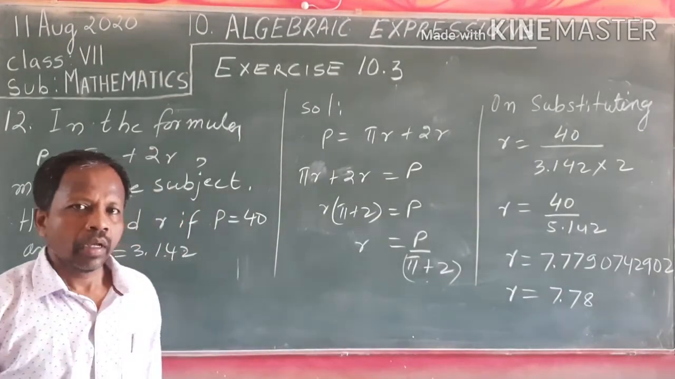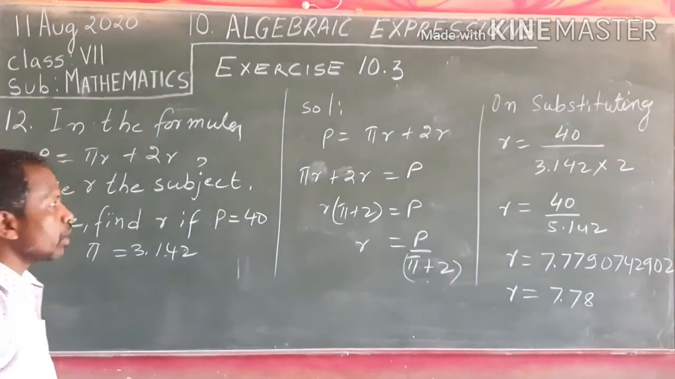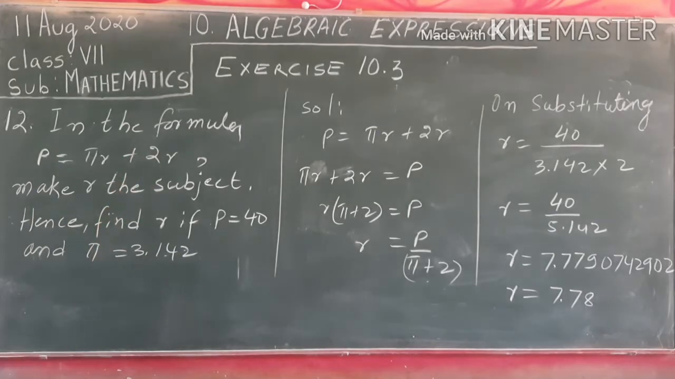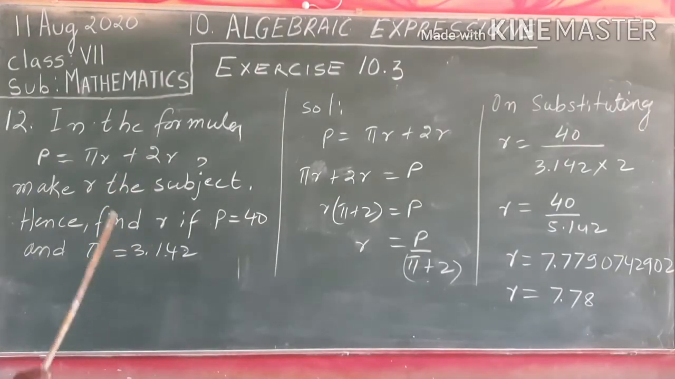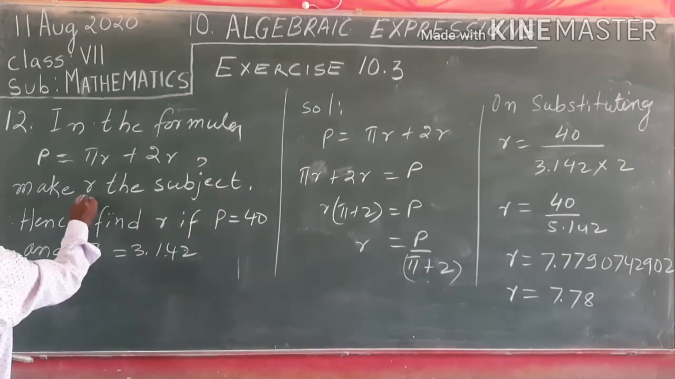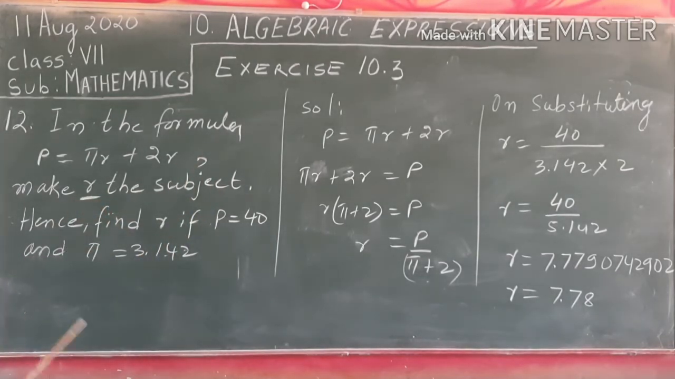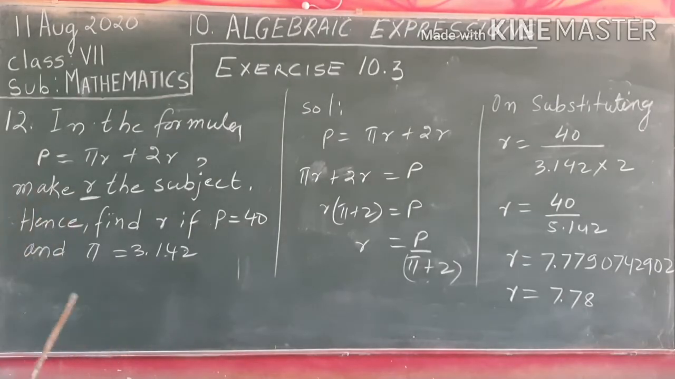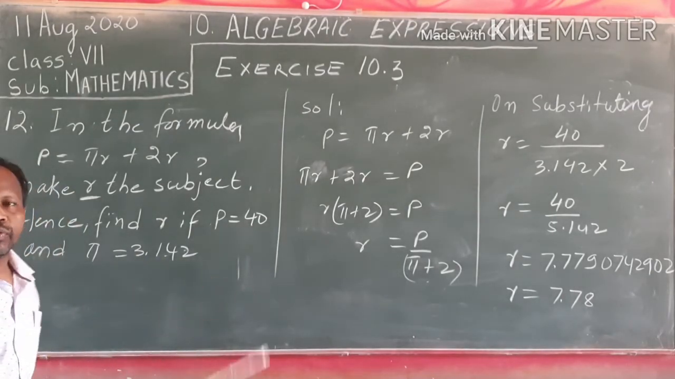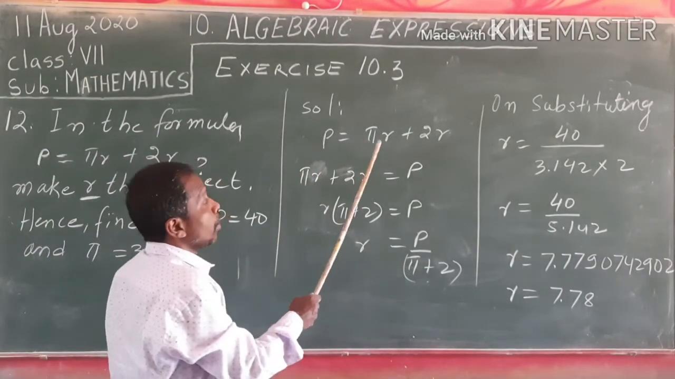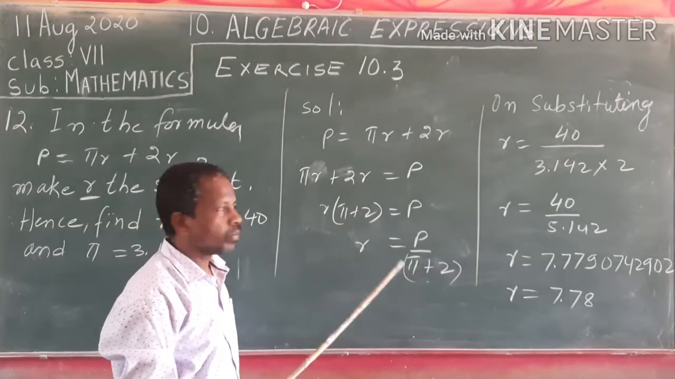12th question. In the 12th question, we get the formula P is equal to pi r plus 2r. Make r the subject. Now, hence find r if P is 40 and pi is 3.142. Solution. P is equal to pi r plus 2r.